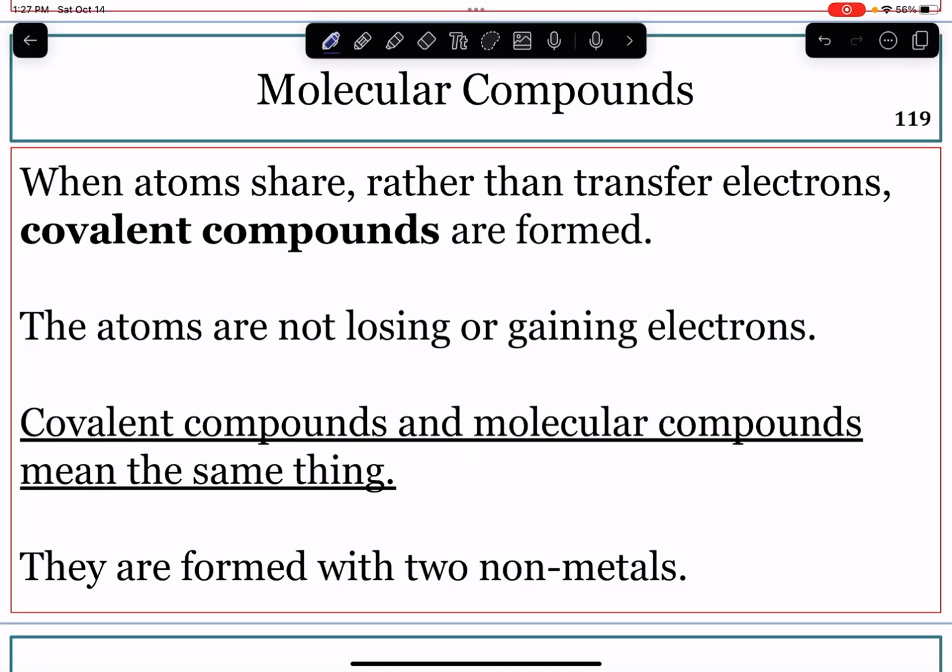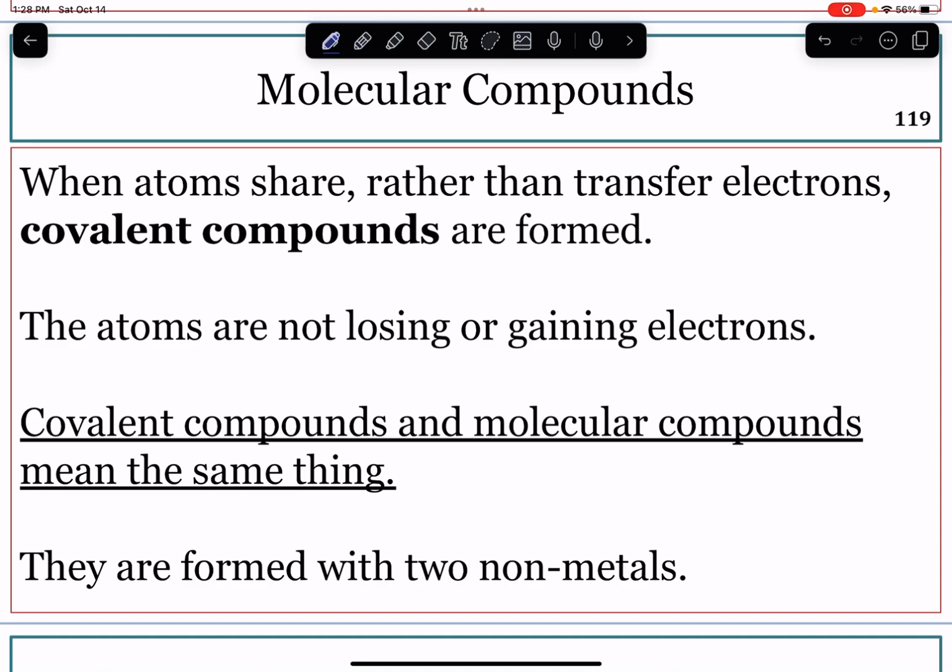In this video, we will be talking about molecular or covalent compounds. When atoms share electrons rather than transfer them, these are called covalent compounds. The atoms are not losing or gaining electrons. We can interchange the words covalent and molecular, and they mean the same thing.